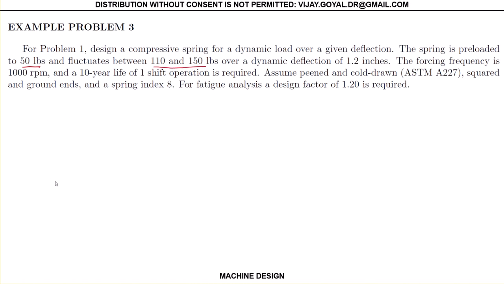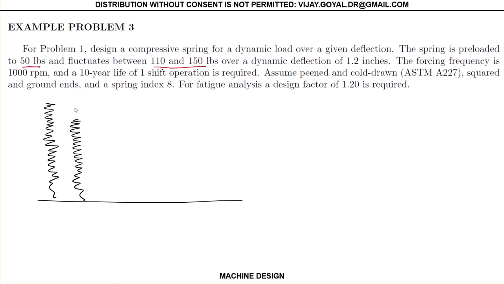So basically what the problem is saying, you have a spring. Initially, the spring is here, with no loads applied in the free form. Then you apply some loads to your spring, and this is your preload, where you're applying a load of 50. Then beyond this is where you apply this extra load, and it fluctuates between 110 and 150.